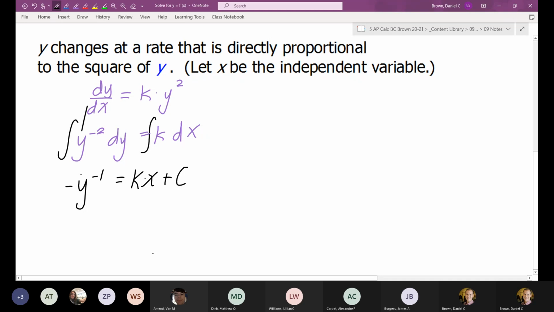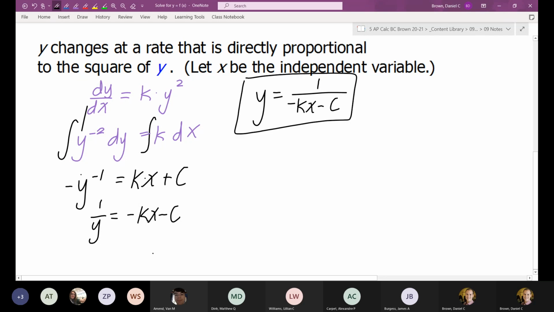And then we have different options for showing equivalent answers. That's why I chose this one. I can think of at least 3 different equivalent answers we can write for this one. I might first divide everything by a negative. So that's going to become negative kx minus c. Y to the negative first is 1 over y. To solve for y, you can think about cross multiplying, or the easier way, just do the reciprocal. If 1 over y is equal to all that, then y would be equal to 1 over all that we had. That is one general solution that we have.